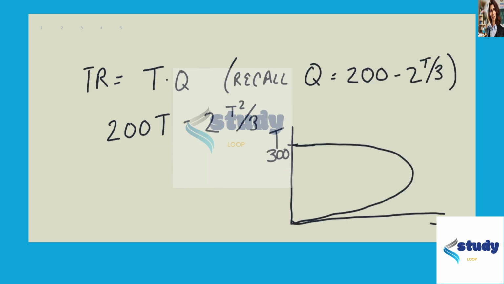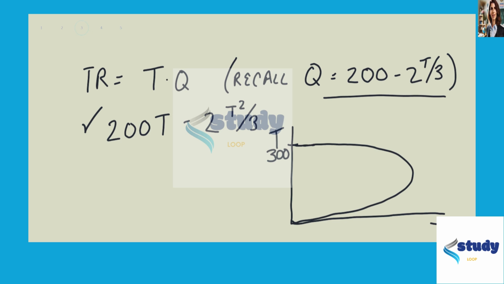Now we know that tax revenue is just the tax times the quantity. And you recall from before, this was our formula for quantity. So all we need to do is just multiply that formula by a t, and we get 200t minus 2 times t squared over 3.